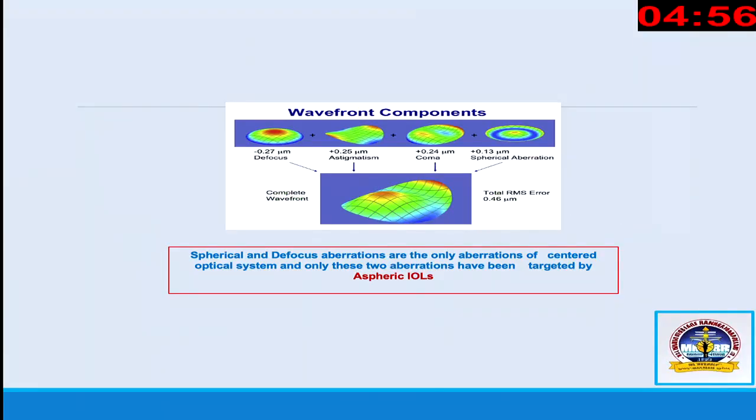And also we know that the quality of vision is dependent on total wavefront aberration, which is a combination of defocus, astigmatism, coma and spherical aberration. The spherical and defocus aberrations are the only aberrations centered onto the optical system. Astigmatism and coma are in the peripheral part of the vision. So the IOLs can correct only the defocus. Of course, astigmatism can be corrected with the toric lenses. So we can address only defocus as well as the spherical aberration.